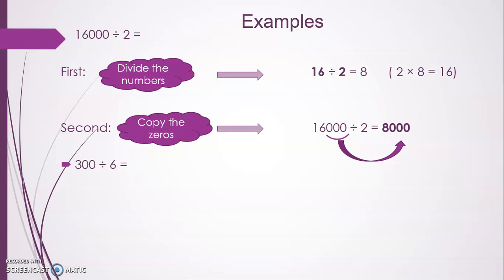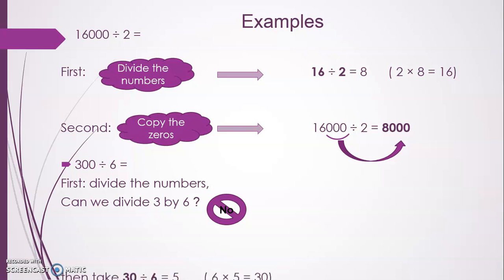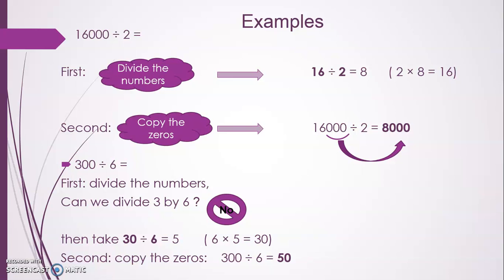More examples. 300 divided by 6. Here, first I want to divide the numbers. Can we divide 3 by 6? No, we cannot. That's why we are going to take the 30. 30 divided by 6. I ask myself, 6 times what gives me 30? 6 times 5 is equal to 30. Then 30 divided by 6 is equal to 5. Next, copy the zeros. Pay attention. In the first step, we took 30. Means I still have only 1 zero to copy and the answer will be 50.